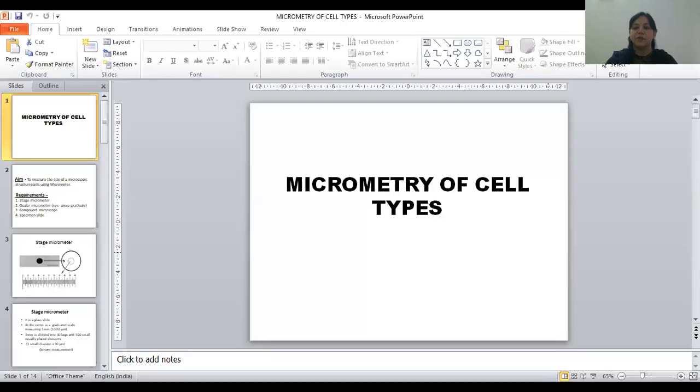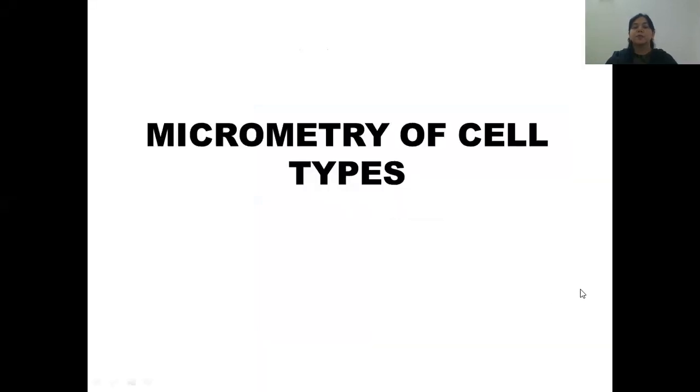Good morning. Today we will do a practical on micrometry of cell types. This practical comes in paper 8 for the final year zoology students. So micrometry is a technique used in biology to measure the size of microorganisms.